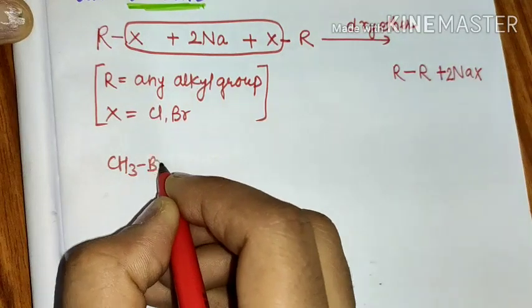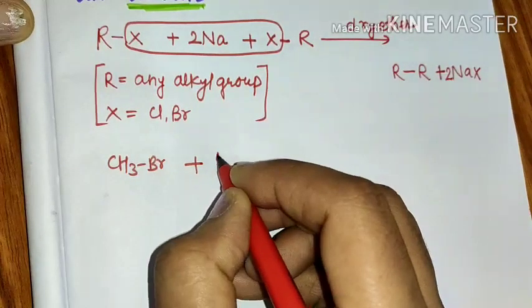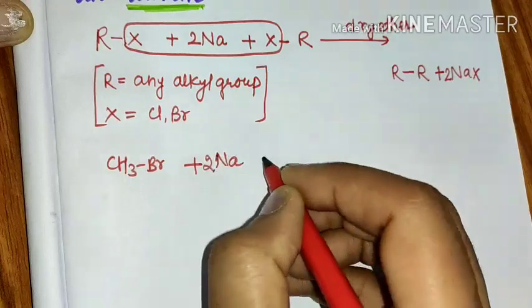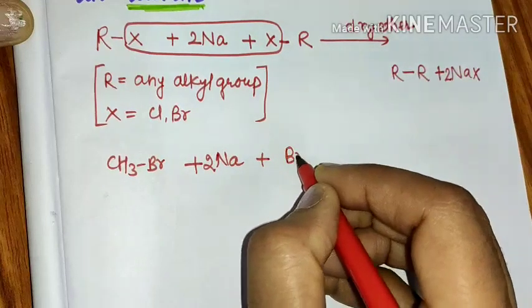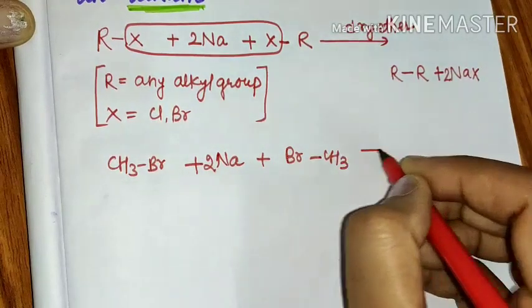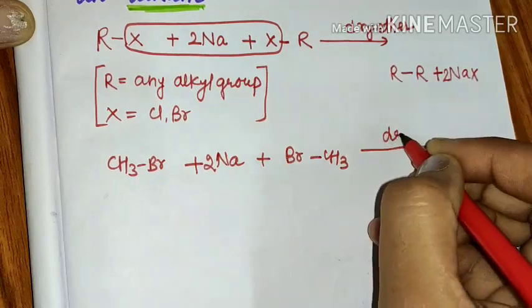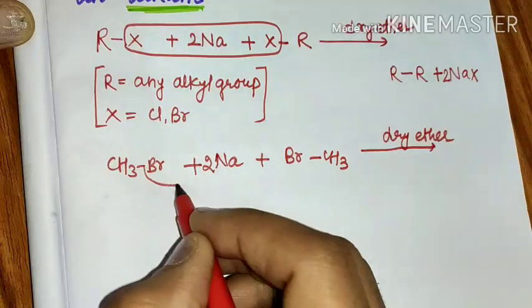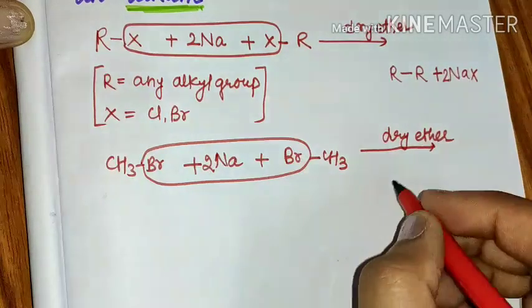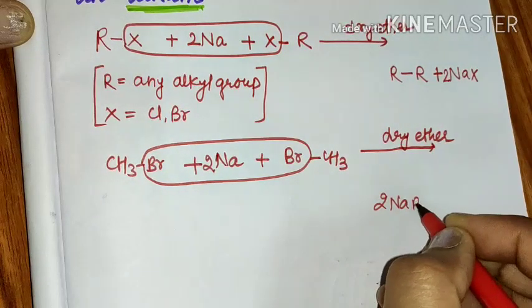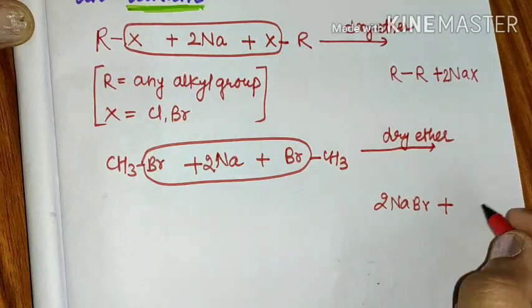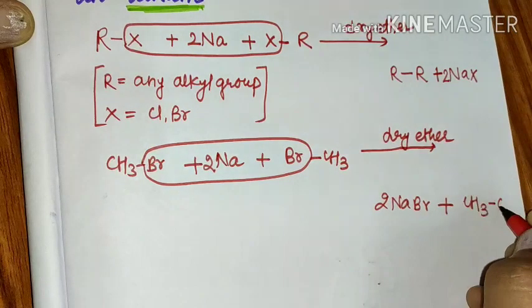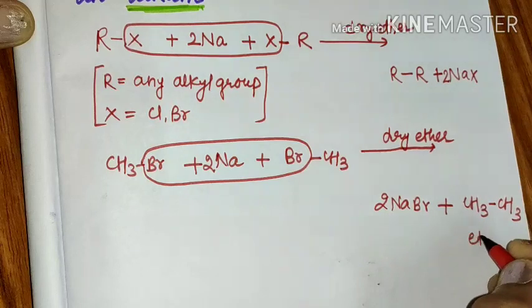Methyl bromide is treated with metallic sodium in the presence of dry ether, and the product of the reaction is ethane. 2 moles of sodium bromide are released, and the main product is ethane.